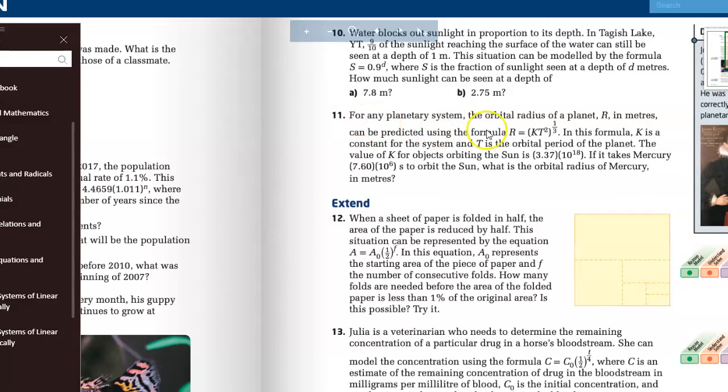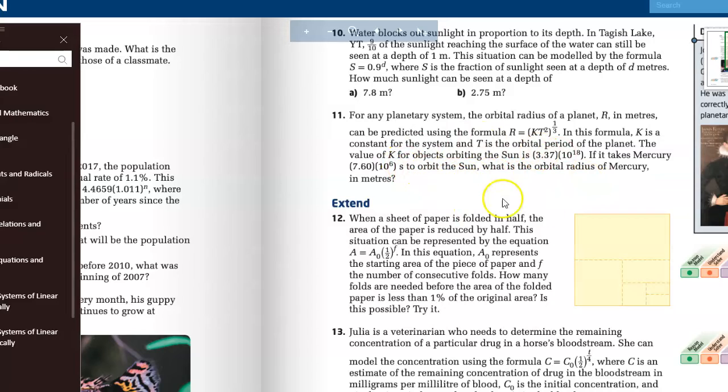For any planetary system, the orbital radius of a planet r in meters can be predicted using the formula r equals (kt squared) to the power of 1/3. In this formula, k is a constant for the system and t is the orbital period of the planet. The value of k for orbiting the sun is 3.37 times 10 to the 18th. If it takes Mercury 7.6 times 10 to the power of 6 to orbit the sun, what is the total radius of Mercury in meters?